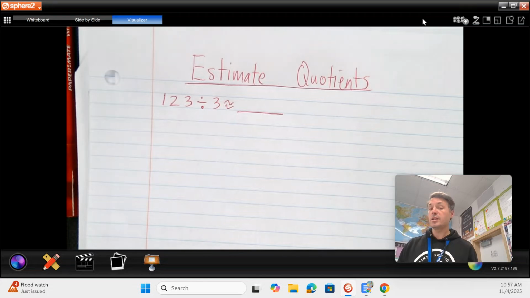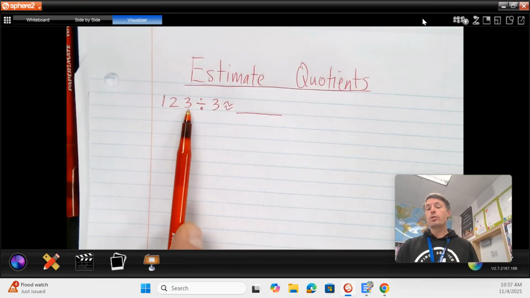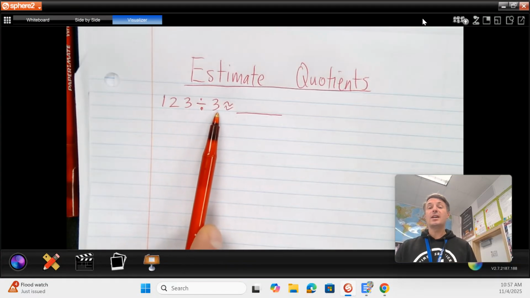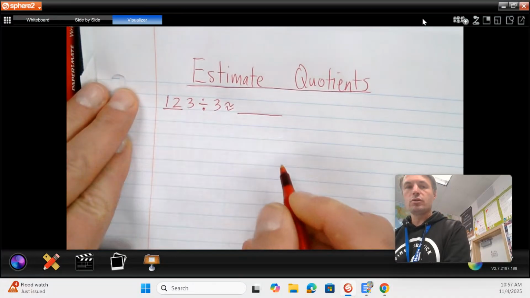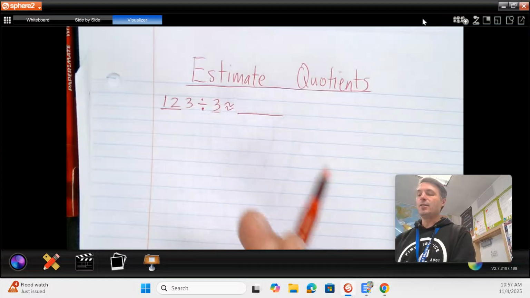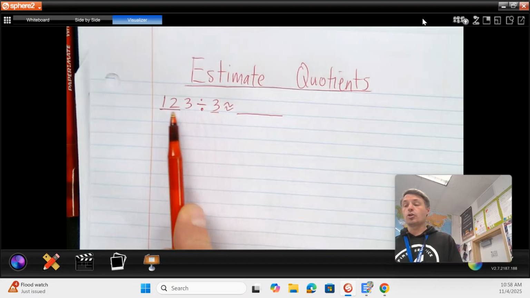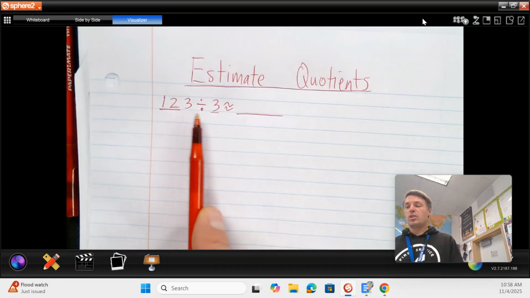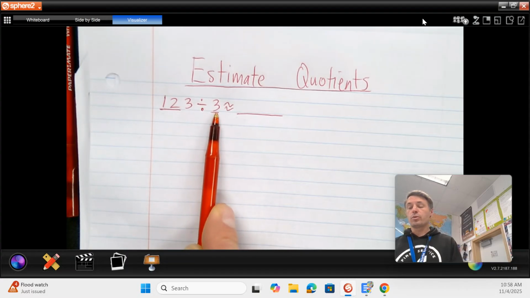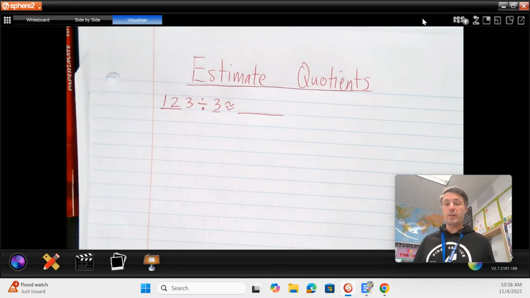And the way that we do this is we change the dividend as little as possible in order to make it so that we can divide the divisor into it in our heads. And I think the best way is to underline the first two digits of the dividend and underline the divisor. So we underline the 1 and the 2, making the number 12. And then we think, what's the closest multiple of 3 to 12? Well, it's 12 because 12 is a multiple of 3.